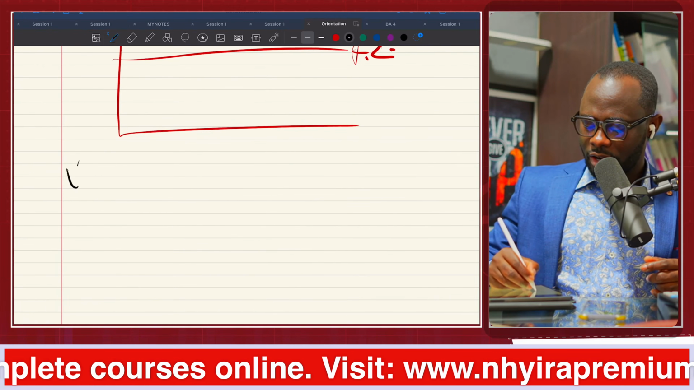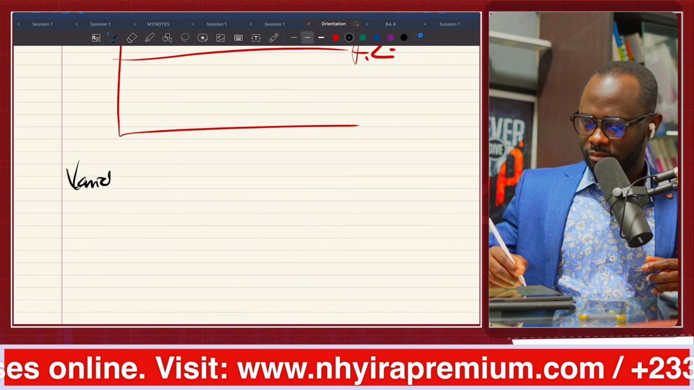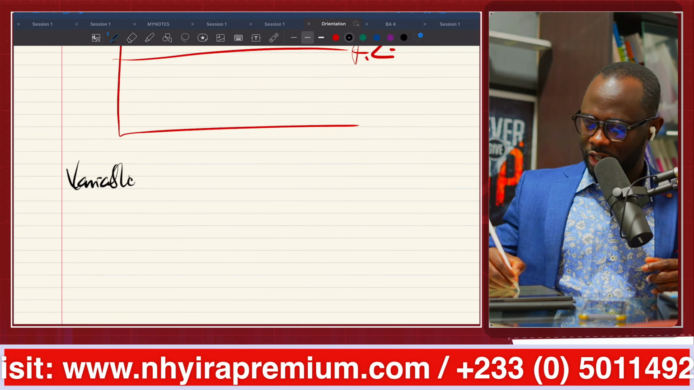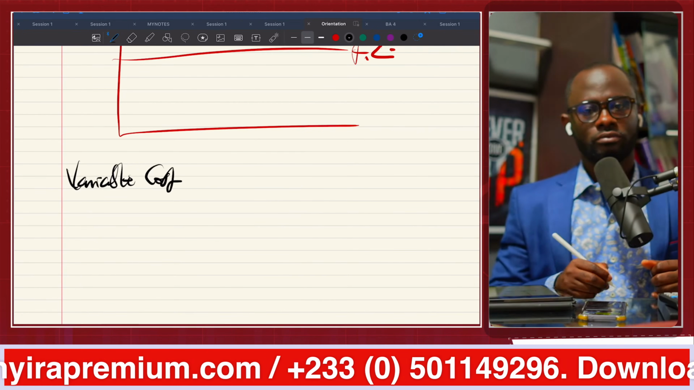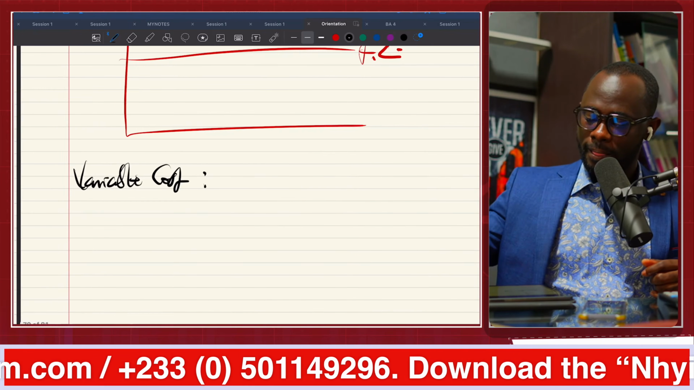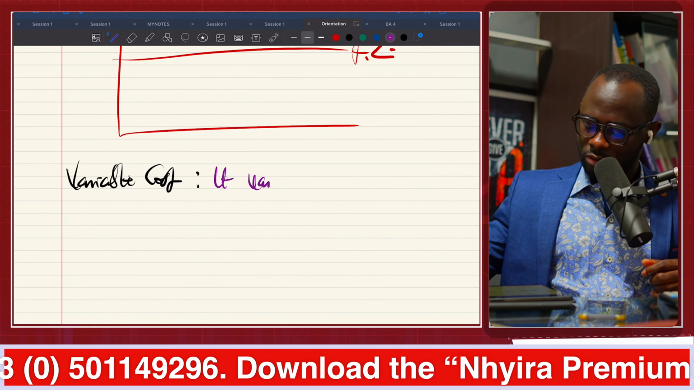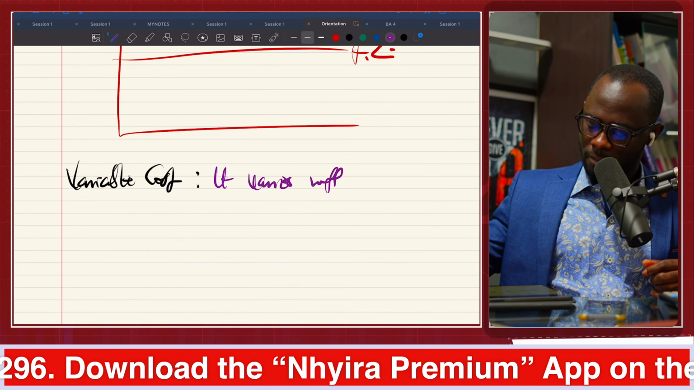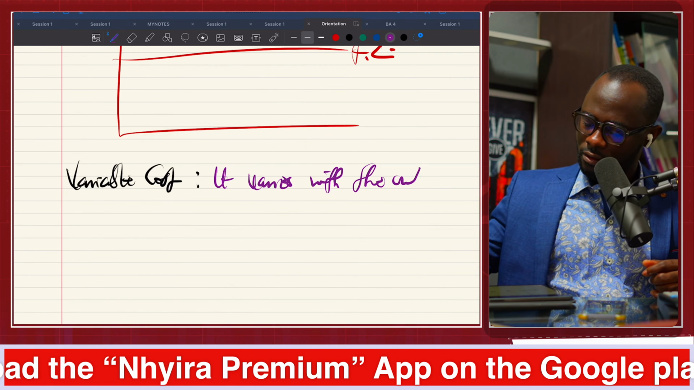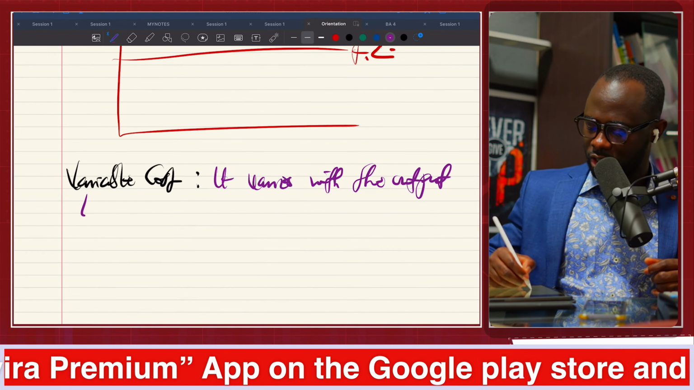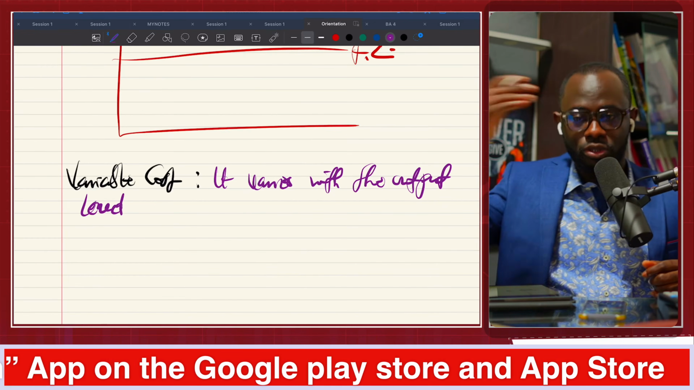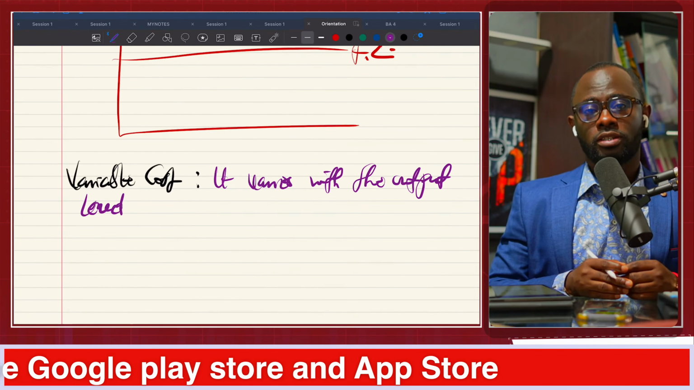Then we come to the variable cost. This one, like the name suggests, varies with the output level. In other words, the more you produce, the more you spend.